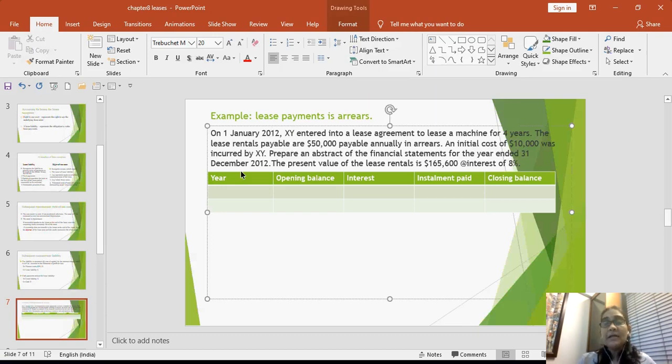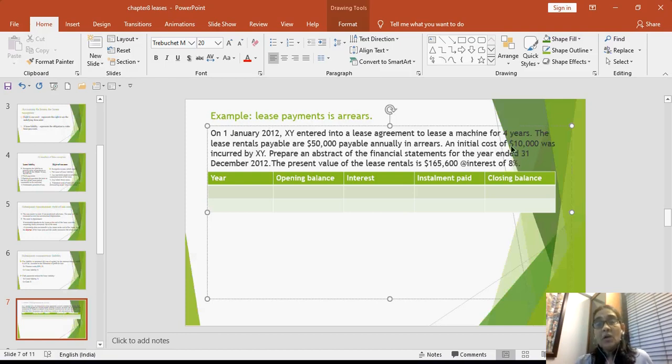Okay. Arrears means the lease liability or the rental would be paid at the end of the year. Like in this case, the lease was entered on 1st January 2012. So the lease rental would be payable on 31st December 2012. So after 1 year, that is known as payable in arrears.